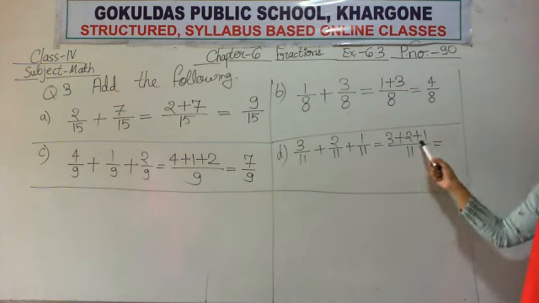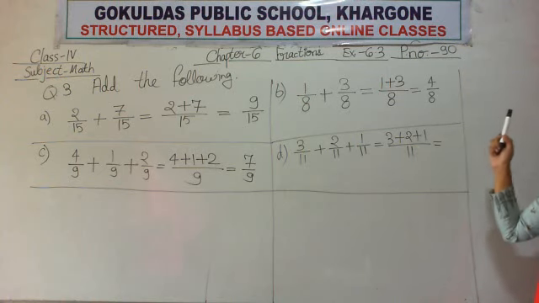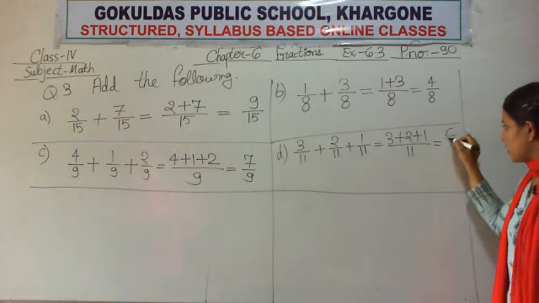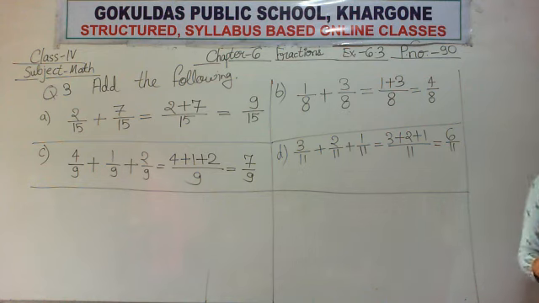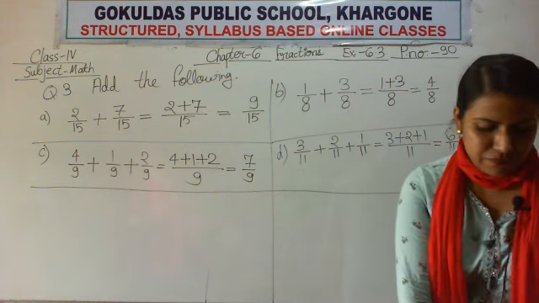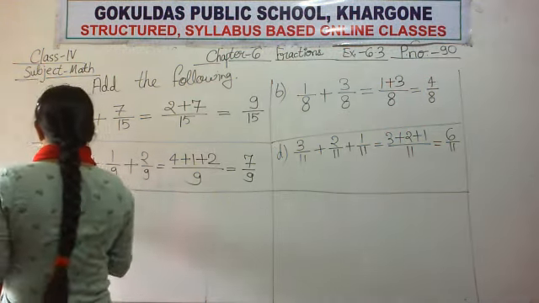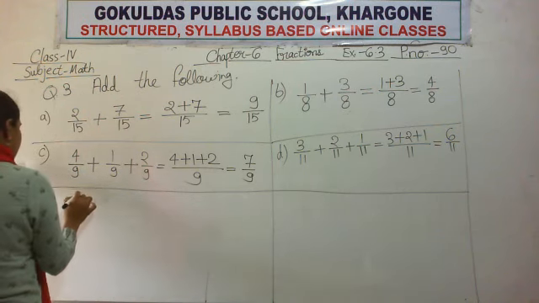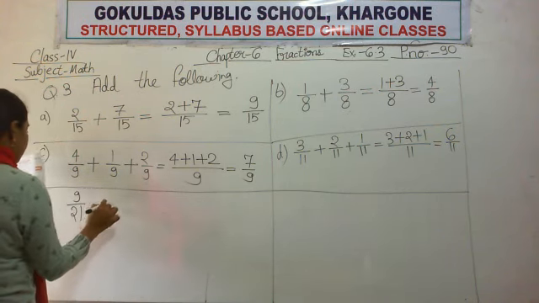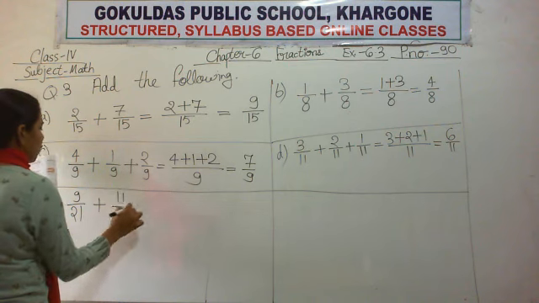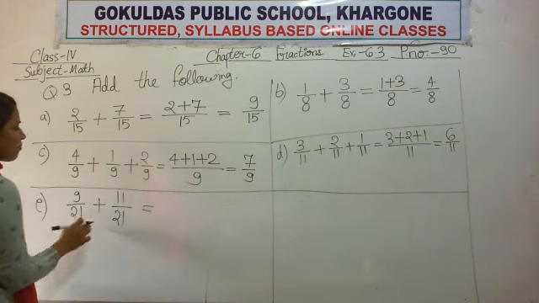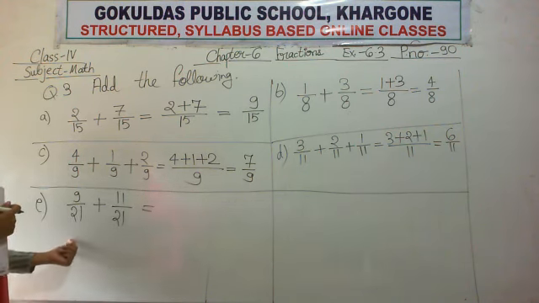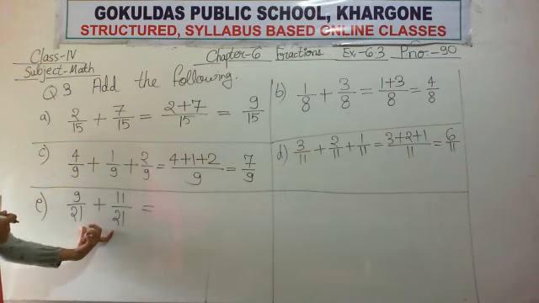Now solve the numerator part. 3 plus 2 plus 1 is 6. So 6 upon 11 is your answer. Now part E. 9 upon 21 plus 11 upon 21. Here only two numbers are given. Check the denominator first.